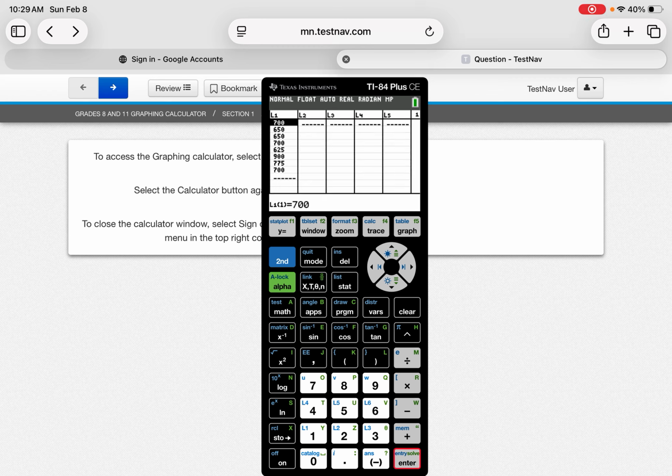Okay. Now, if there's any data that's in your calculator, you're just going to go up with the arrow keys and highlight the list and then press Clear, Enter. And that will clear everything out. So I'm going to do that. So now I have everything cleared out.